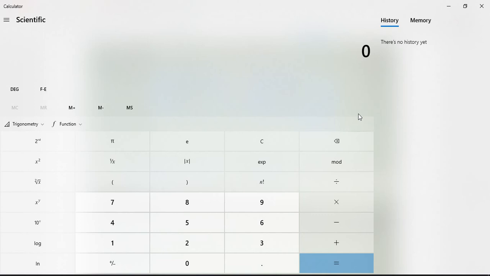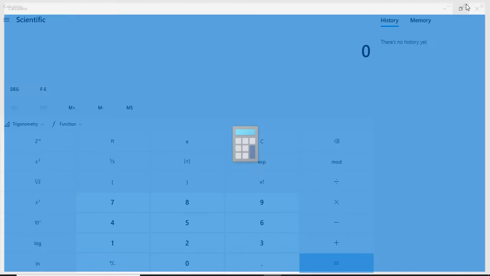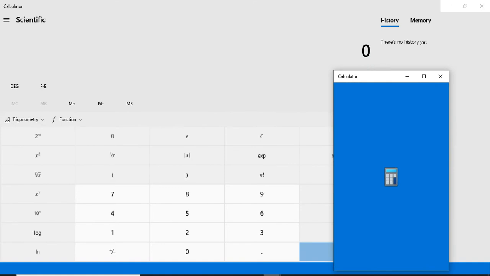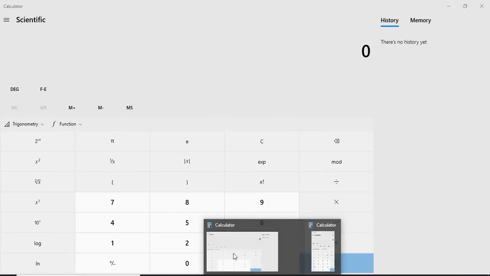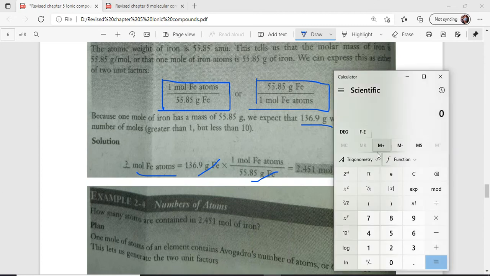Let's solve it using the laptop. We have 136.9, simply divided by the AMU of the iron. You can find the AMU of iron in the periodic table; it is the molecular weight of the element.